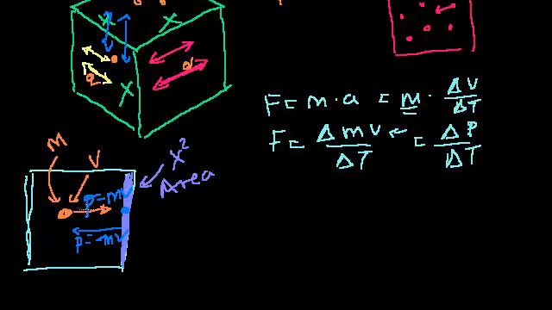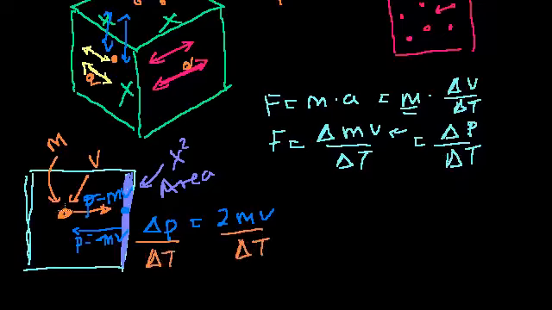Now, if I come in with a momentum of mv and I ricochet off with a momentum of minus mv, what's my change in momentum? My change in momentum off of that ricochet is the difference between these two, which is just 2mv. Now, that doesn't give me the force. I need to know the change in momentum per unit of time.